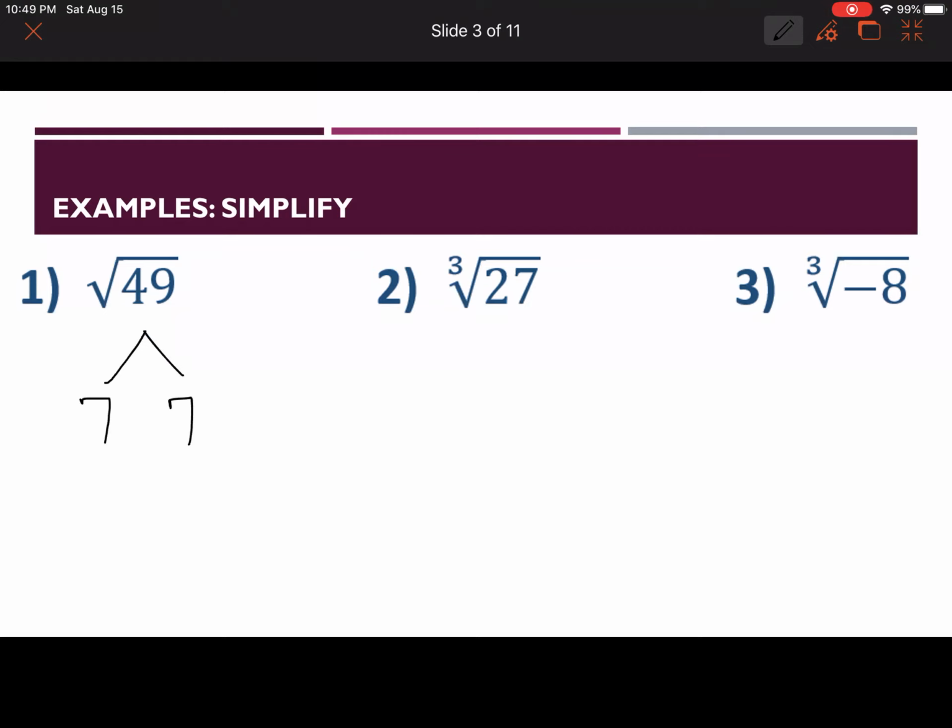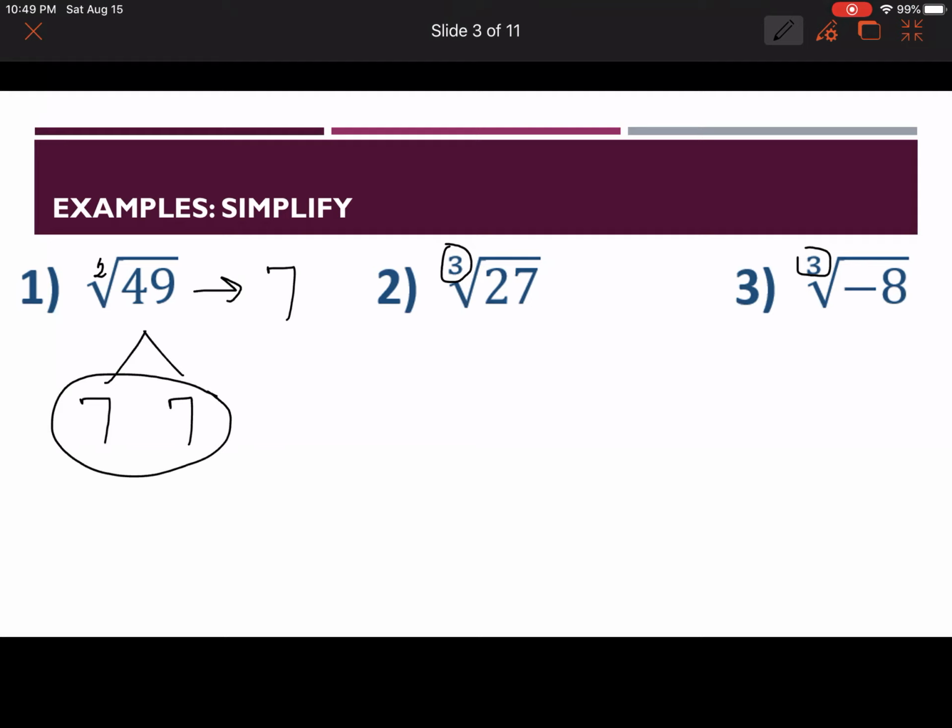49 is equal to 7 times 7. A square root has an index of 2. We don't usually put the index of 2. If you look at 2 and 3, notice that the index changed. If the index is not 2, we have to fill it in. So because it's a square root, we're looking for a pair of numbers. So the square root of 49 is 7 because it factors down to a pair of 7s. So the answer is 7.